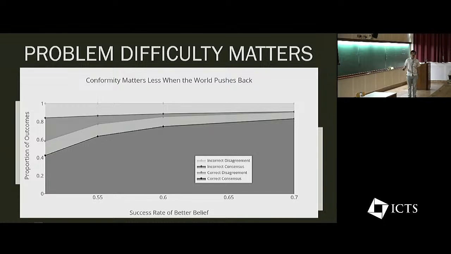And then as the success rate of the better belief, that's that little e, the difference between action B and action A in terms of expected value, increases, the number of cases of incorrect consensus decreases. And so you end up being able to convince people more quickly. Now, there are two ways of interpreting this. One way is that conformity is really important in the case where it's sort of hard to get evidence.